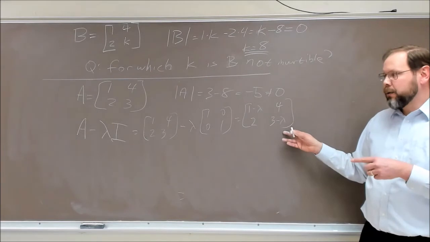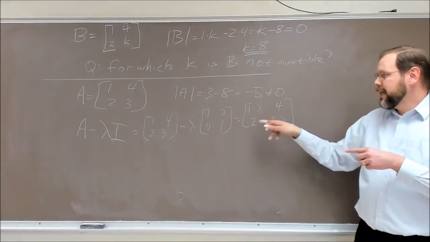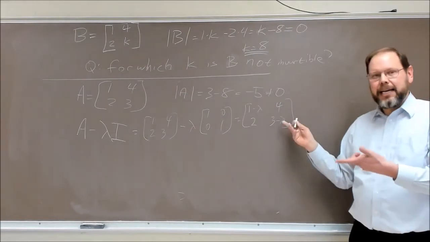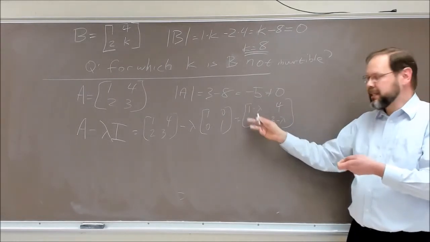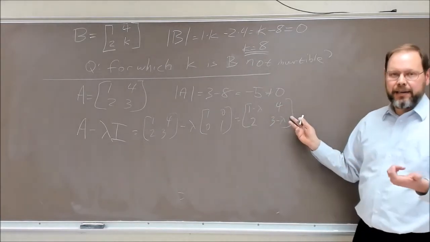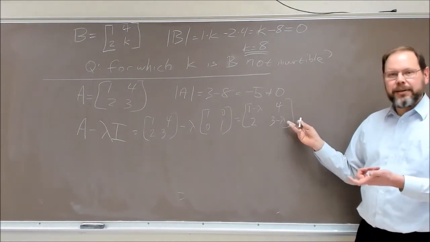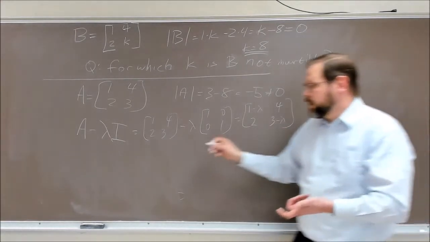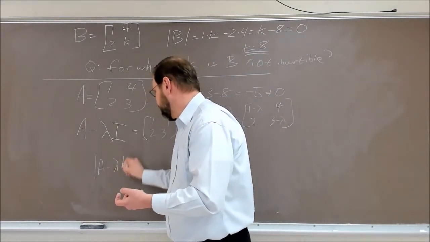I want to figure out which values of lambda I can plug in here so that this matrix is not invertible. I want to know which lambdas make this matrix singular, or not invertible. And again, the best way to answer that question is going to be to calculate a determinant. So I'm going to calculate the determinant of A minus lambda I.